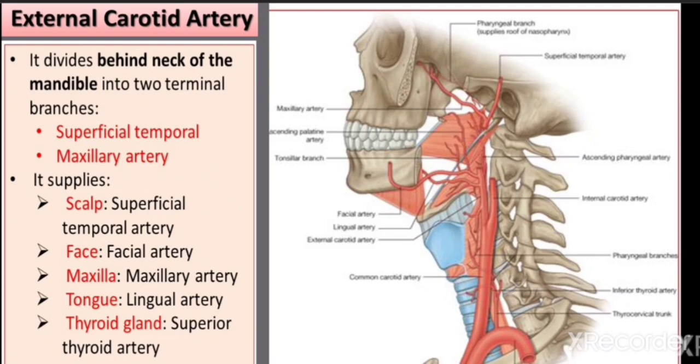So here we can see that behind the neck of the mandible, this is the terminal part of the external carotid artery, where it is dividing into a vertical branch, that is the superficial temporal artery, and a horizontal branch known as the maxillary artery. These branches supply the scalp, face, maxilla, tongue, and thyroid gland.